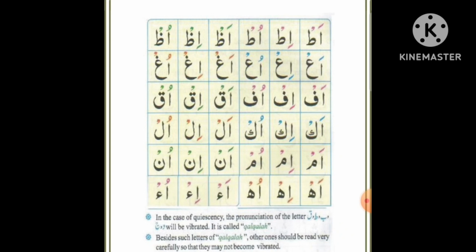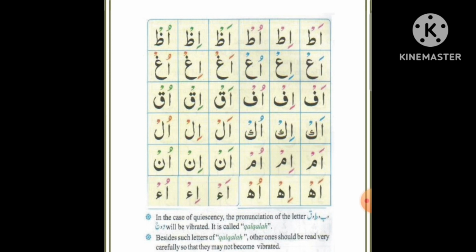Alif Ain Zabar A. Alif Ain Zer I. Alif Ain Pesh U. Then you have Agh, Igh, Ugh, Af, If, Uf, Aq, Iq, Uq, Ak, Ik, Uk. Okay, there should be a difference between Qaf and Kaf. Aq. Qaf is a heavy letter, whereas Kaf is not a heavy letter. Al, Il, Ul, Am, Im, Um, An, In, Un, Ah, Ih, Uh.